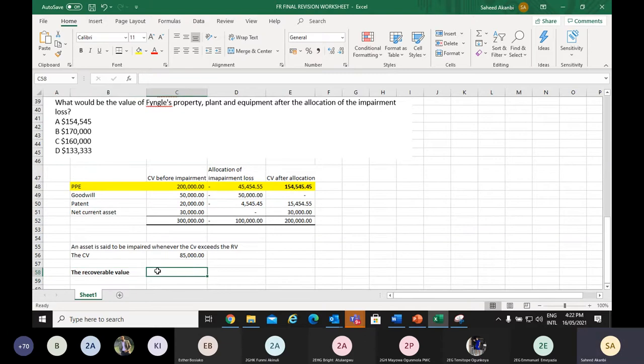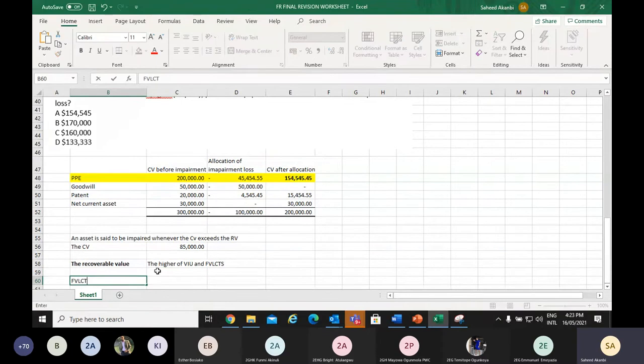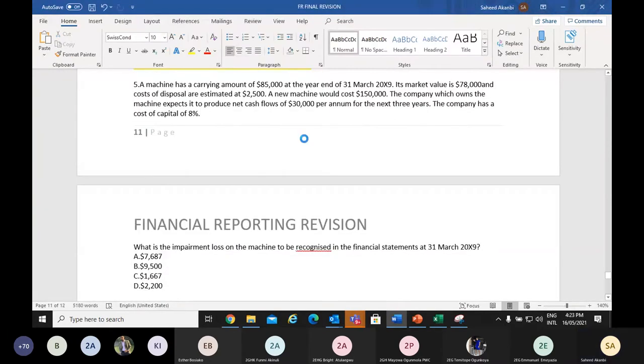Recoverable value, based on the principle, is the higher of value in use and fair value less cost to sell. Fair value less cost to sell: how do I determine that? Who can tell me how to determine fair value less estimated cost to sell? Get the cash and discount. No, that's present value. I'm not saying value in use. My question is, how do I determine the fair value less estimated cost to sell? Market value minus cost of disposal. Yeah, wait. Which figure is relevant here? 78 or 150?